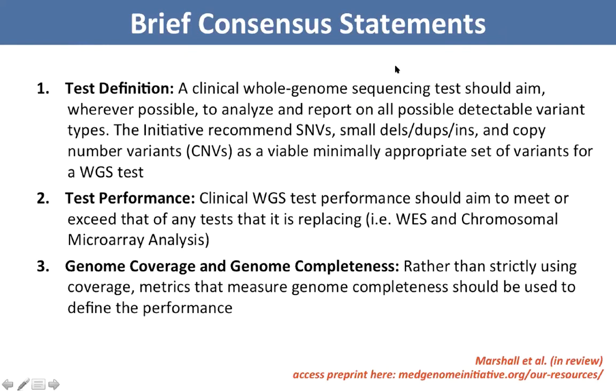So really briefly, some of our consensus statements are on the test definition. It was felt through the group that wherever possible, you need to analyze and report on all possible detectable variant types from genome sequencing. We realize that this is not necessarily an easy thing to do.